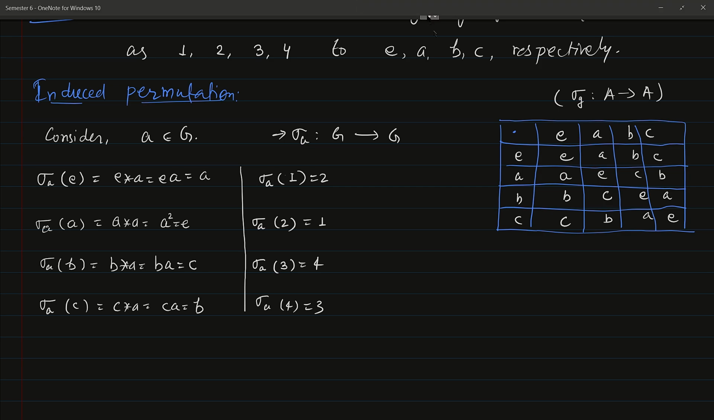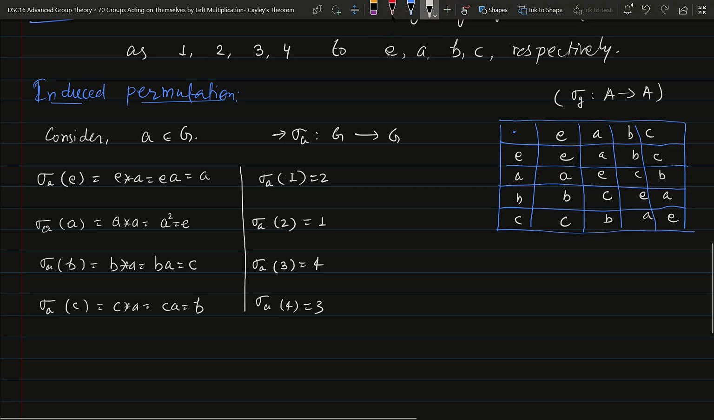So if we identify the images of all these permutations, then we have this: sigma a is nothing but the permutation under which 1 goes to 2 and 3 goes to 4. So this is the sigma a permutation.